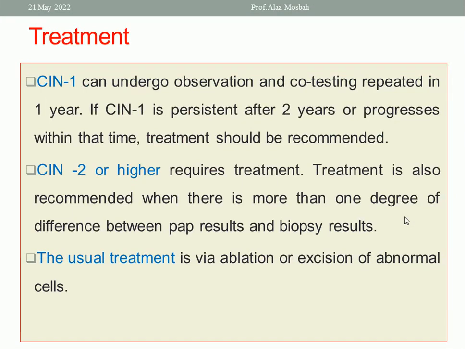What is the treatment? Let us start with CIN1. CIN1 can undergo observation and co-testing repeated in 1 year. So you ask the lady to come again after 1 year and do the test again, the PAP test again. If CIN1 is persistent after 2 years or progresses within that time, I mean goes to be CIN2 or 3, treatment should be recommended. So either being persistent or progressing should be treated after 2 years.